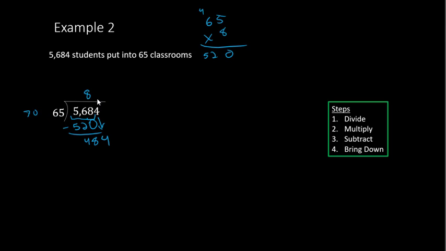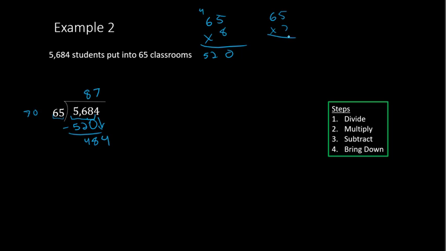To figure out what number goes up here, we again can round 65 to 70, and then try to figure out what multiplies with 70 to get close to 484. If you do 7 times 70, that gives you 490. That's a little too big. But since we're multiplying by 65 instead, 7 might actually work fine. So we can try 7, and we put a 7 up here. Now let's try 65 times 7.